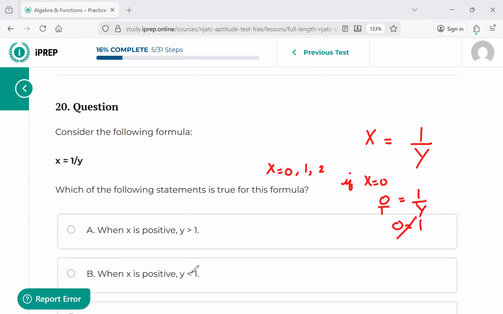What about B? When x is positive, y is negative. So that's not always true. Like we tried 0, x is technically 0, and it gives an undefined term.